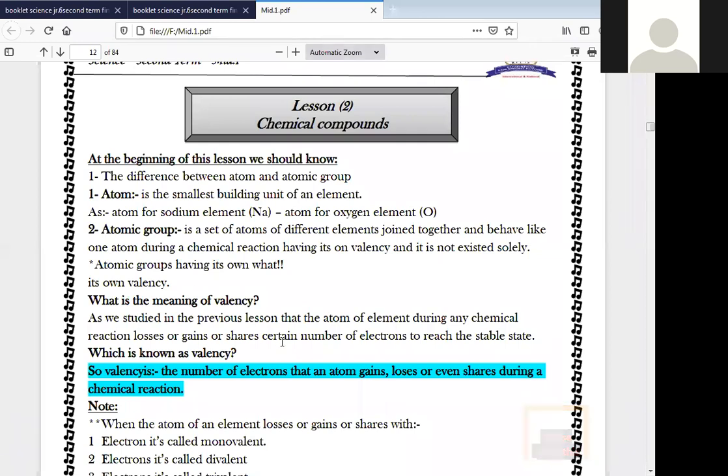As we studied in the previous lesson, the atom of an element during any chemical reaction loses or gains or shares a number of electrons to be a stable atom.